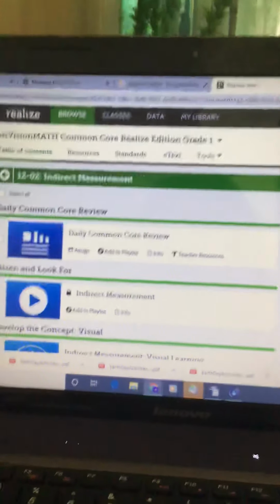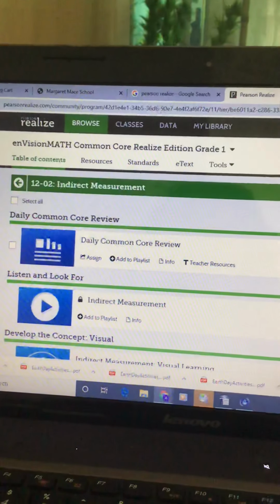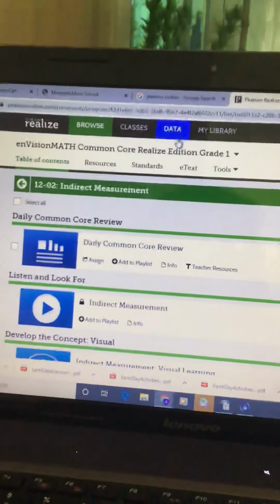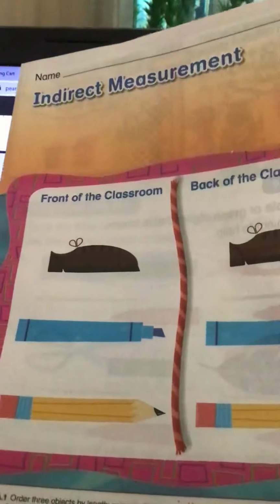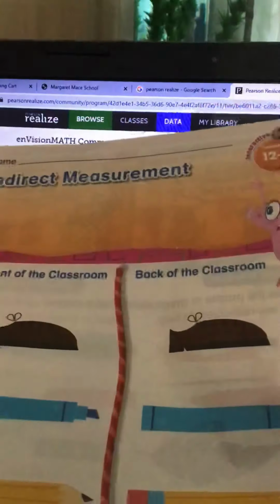So today we are on lesson 12-2 for math. So you will be working on this page right here. It has the 12-2 up at the top, and it's got the pictures of the shoe, the blue marker, and the pencil on the front of it.